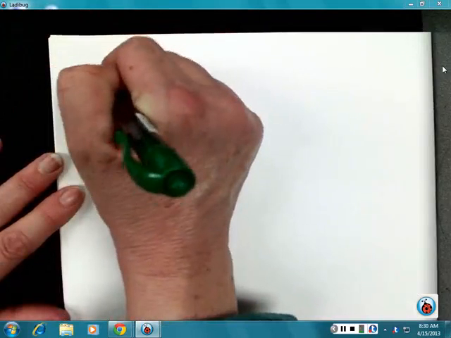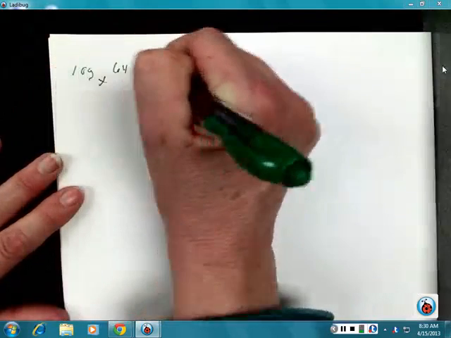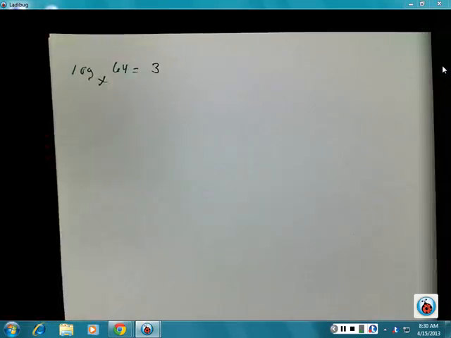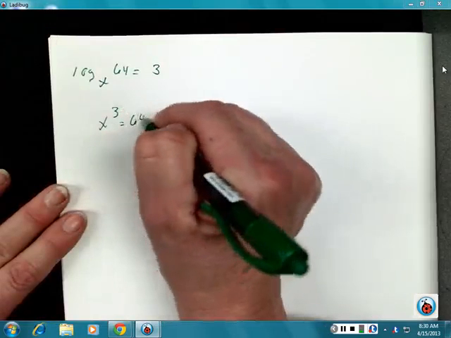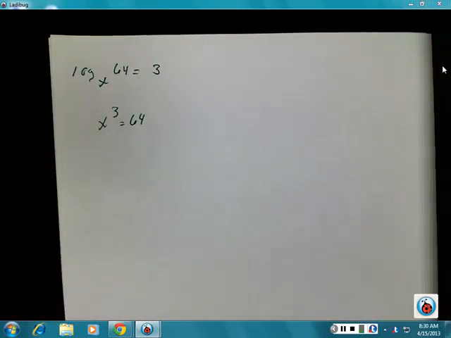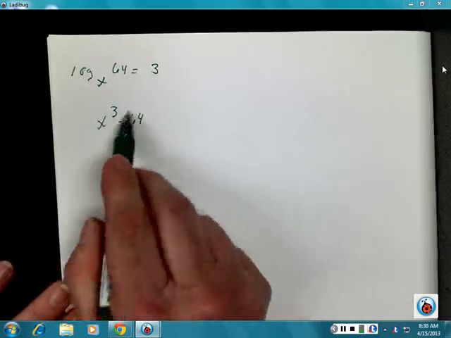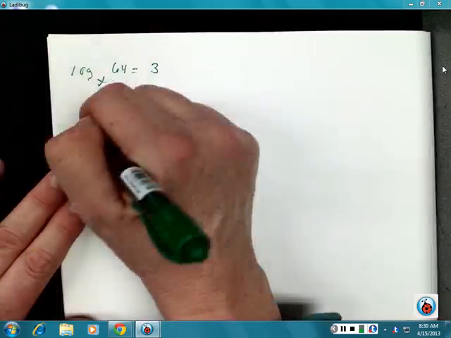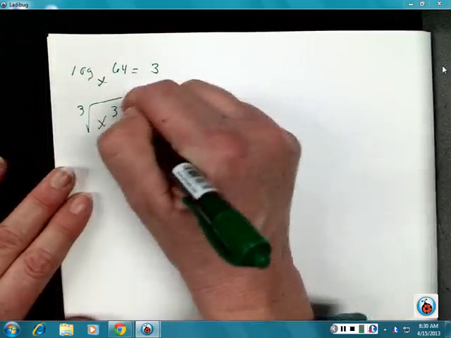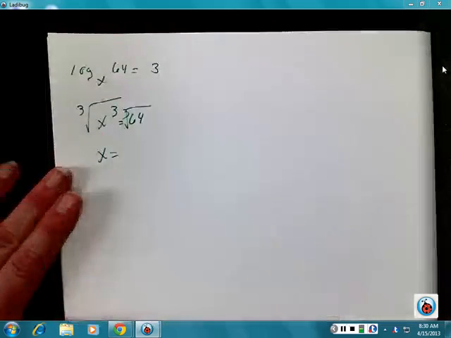How about this one? Log base x of 64 is equal to 3. So if I take it and reverse it, I have x to the third power is equal to 64. So what would give me that answer? What must x be to give me 64? Well, if I use my rules from chapter 9, I can take the cube root of each side. And what's the cube root of 64?